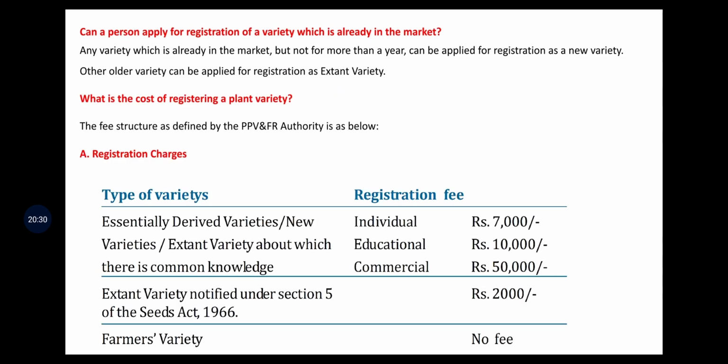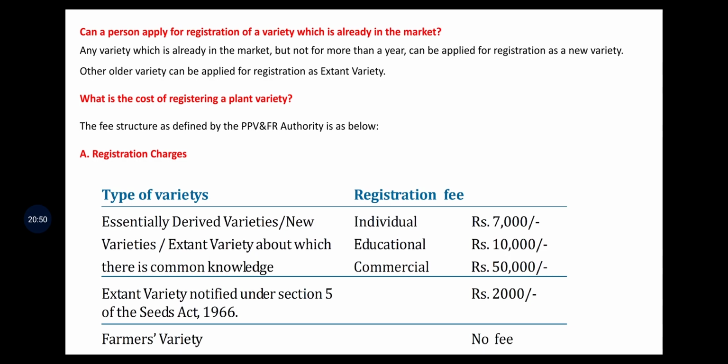Next is, can a person apply for registration of a variety which is already in the market? Any variety which is already in the market but not for more than a year can be applied for registration as a new variety. Other older varieties can be applied for registration as extant variety.